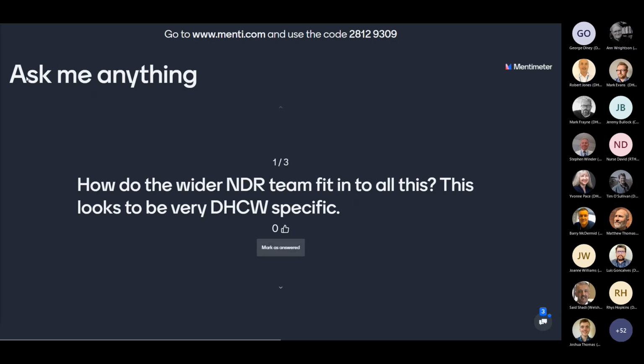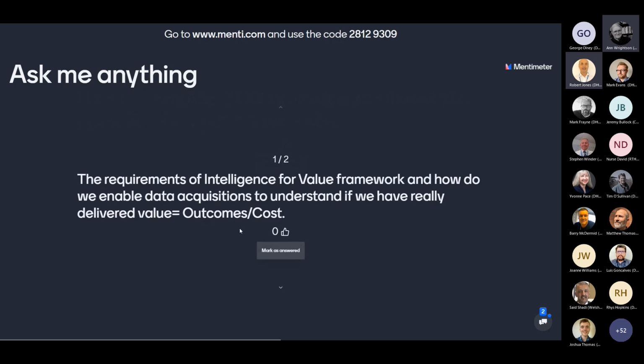Thank you. The requirements of intelligence for a value framework, and how do we enable data acquisitions to understand if we've really delivered value, where value equals outcome over cost? I'm not sure that's a question so much as a statement. Did anybody want to pick up on that? Add to it?